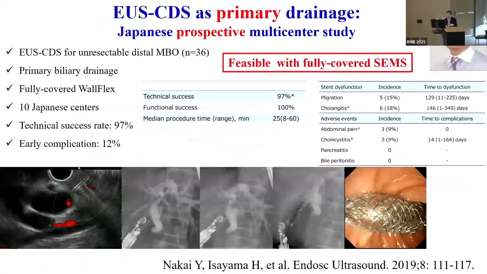This is a CDS. We performed a prospective multicenter study. We performed the ESCDS as a primary drainage method. At that time, we punctured the common bile duct and placed a fully covered Wolflex. I think that this is very feasible, with a high success rate and acceptable adverse event rate.